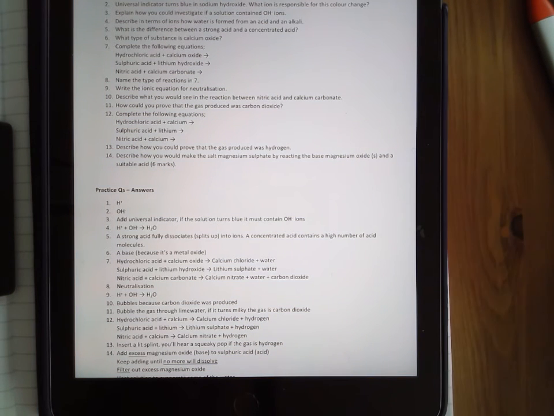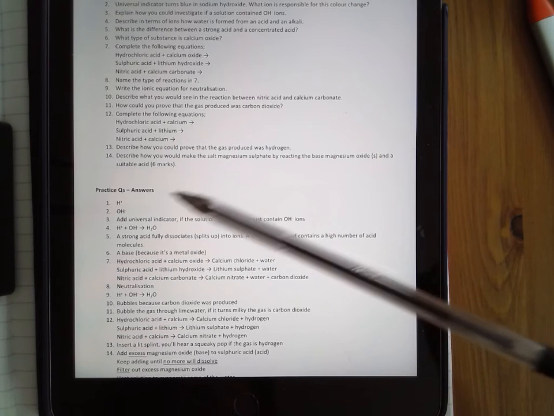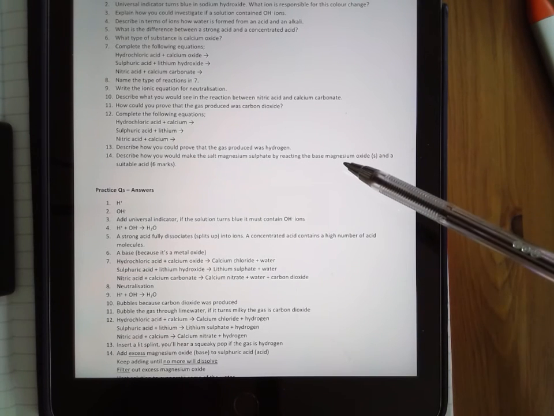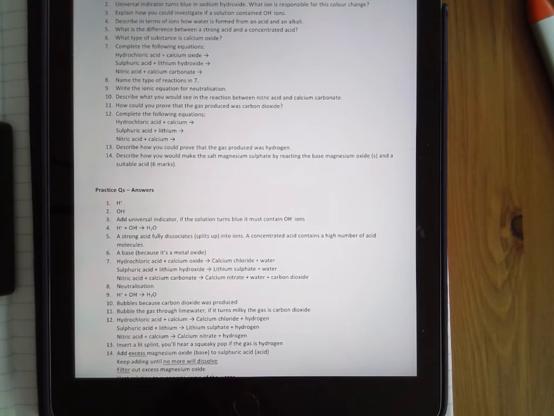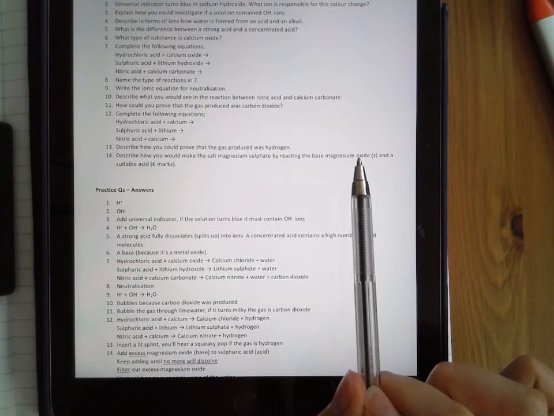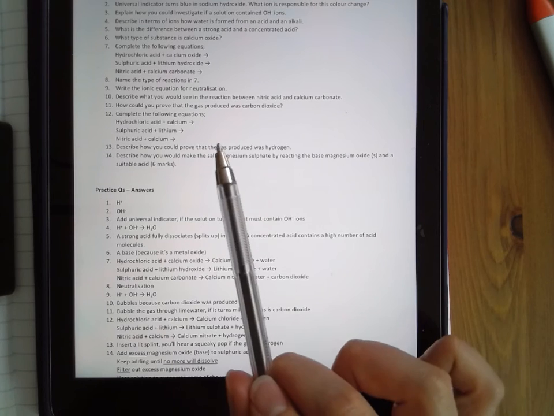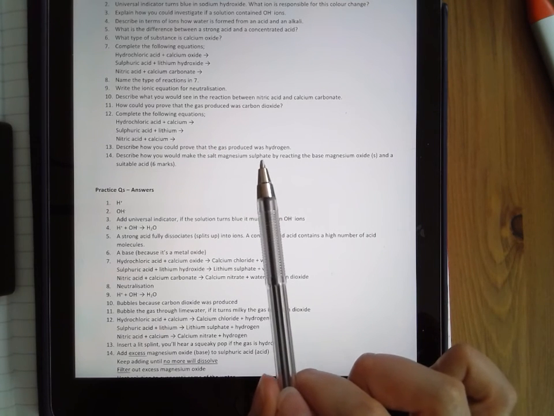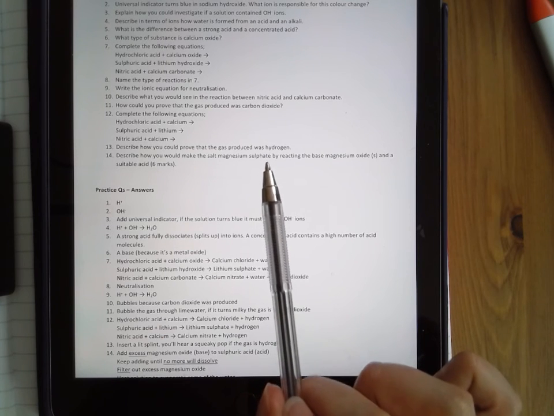To test yourself on making salts, you should answer question 14. How would you make the salt magnesium sulfate by reacting the base magnesium oxide and a suitable acid? So they've told you in the question what base you are using, magnesium oxide. What acid do you need to react it with to get magnesium sulfate? If your salt is a sulfate, then what acid do you need to use to get a sulfate salt?